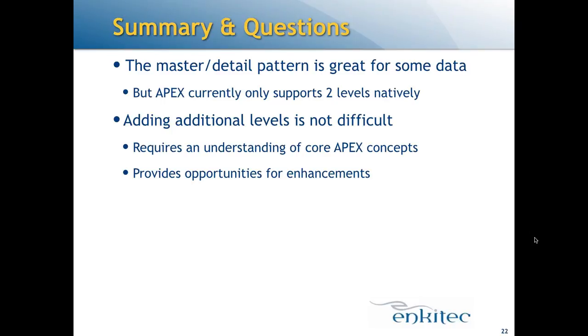All right, summary. So in summary, the master detail pattern is great for certain types of data. I think the example we have here with customers to orders to order items is a perfect example. Unfortunately, Apex only supports two levels natively, but as you've seen, adding additional levels is not very difficult. It just requires a basic understanding of some core concepts in Apex, such as session state and timing. If these concepts are still confusing to you, I know a class you might like. And one of the nice things about doing this manually is that we get the opportunity to enhance the functionality a little bit, customize it to our needs.